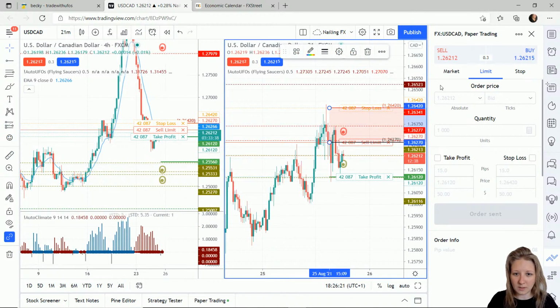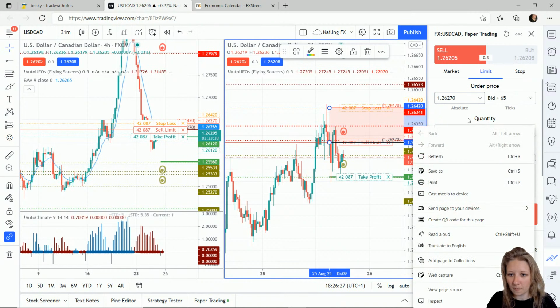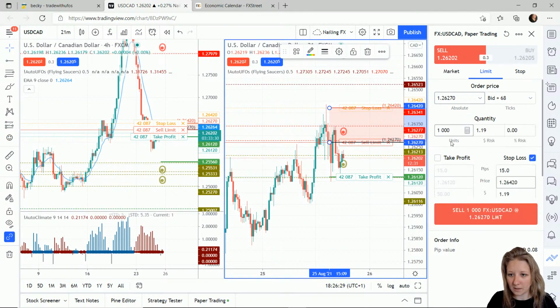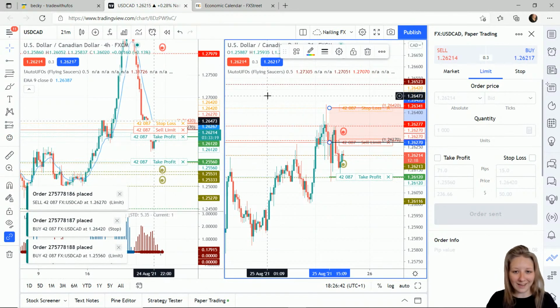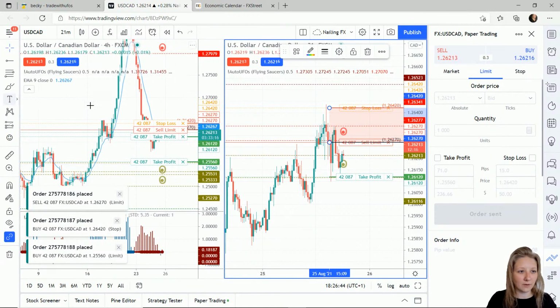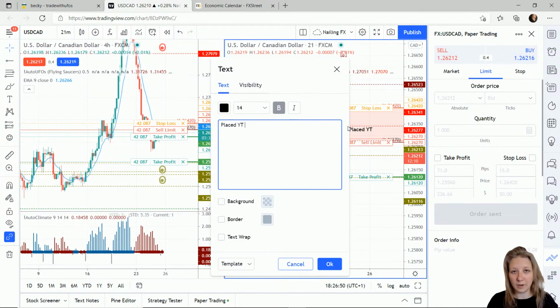Let me just put the second target in, and then I will explain why we put this trade on, why it's something that is worth putting our money on, or in this case it's demo money of course, but why it's even worth placing a trade on this as opposed to the other ones. Okay, so now that's gone in, which means we should capture it if it does come up, and I'm just going to put here "placed YouTube."